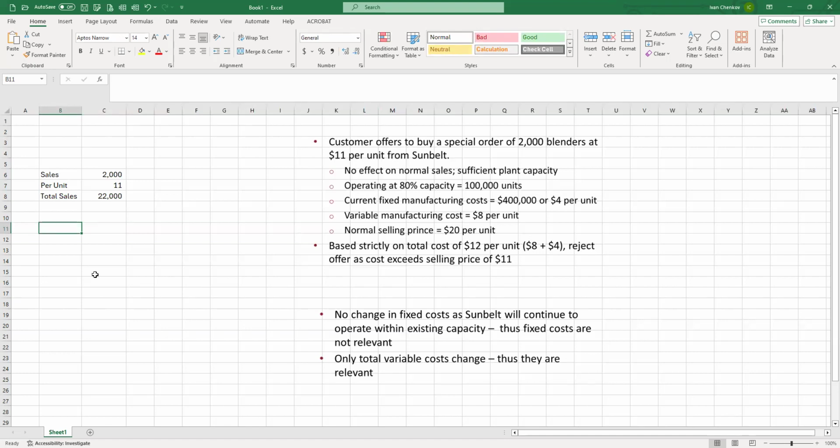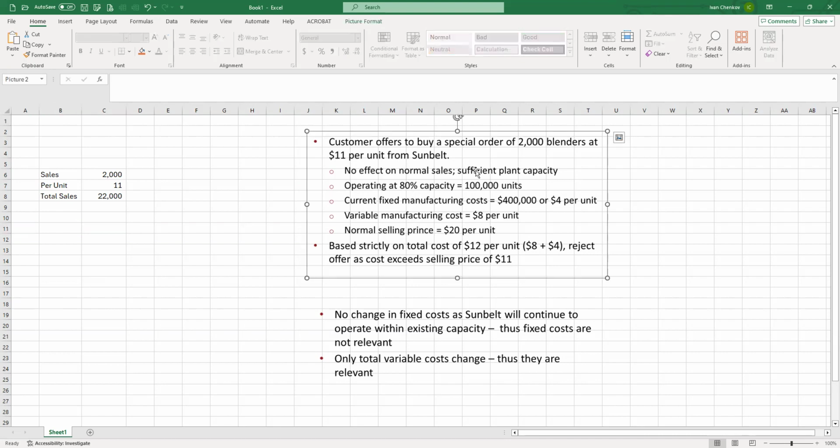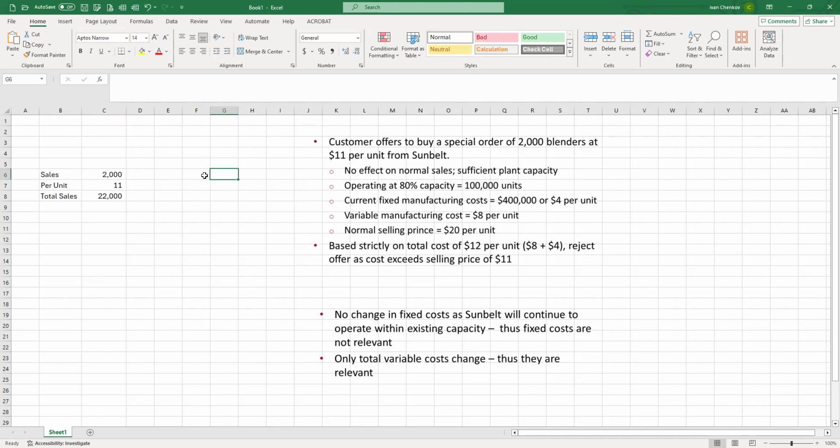First, let's see where we are. This order would not affect the normal sales, and we have sufficient capacity. What that means is, our capacity at this moment is 10,000 units. We can produce 10,000 units with our capacity.